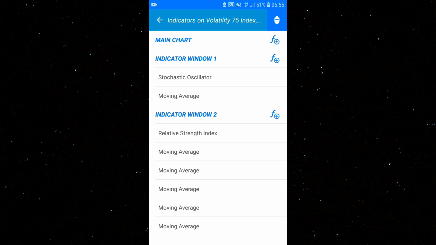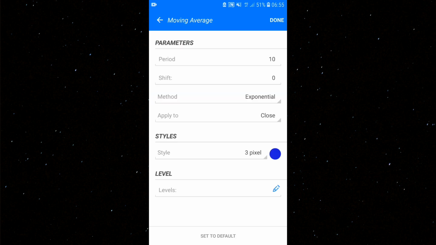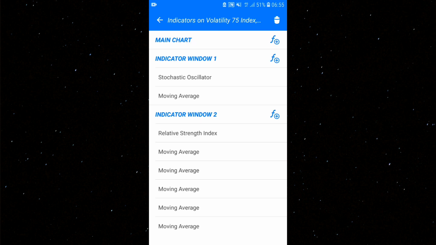For the case of moving average, the first moving average on the indicator window number 1 has to have a period of 10, shift 0, method exponential, apply to close, styles 3 pixel and the color is blue. And you click done. Since I have already saved these indicators, I just go back so that I can show you the indicator settings for the indicator window number 2.